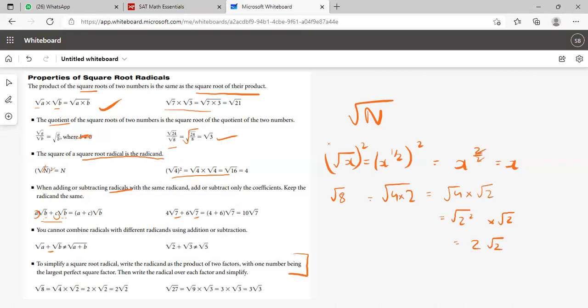Whenever you have a number of this sort and they ask you to simplify it, you simply need to write down this 27 as the product of its factors, and you need to think of the biggest perfect square. 9 is a perfect square, so under root 9 would be 3. And so the answer would be 3 under root 3. Okay, is it clear?